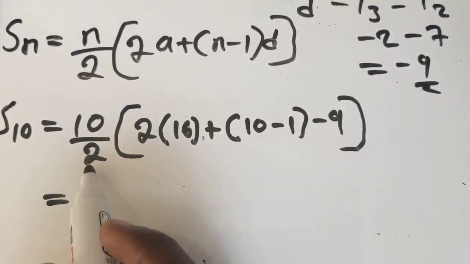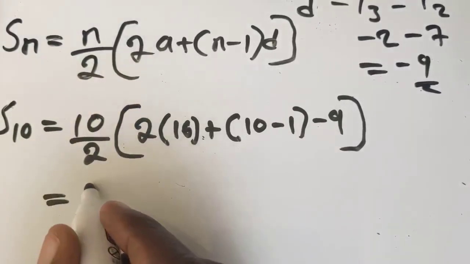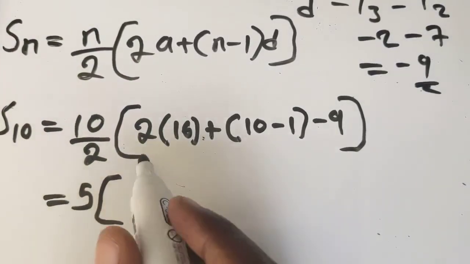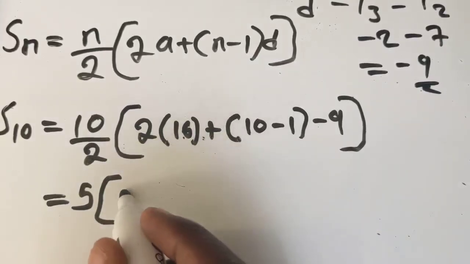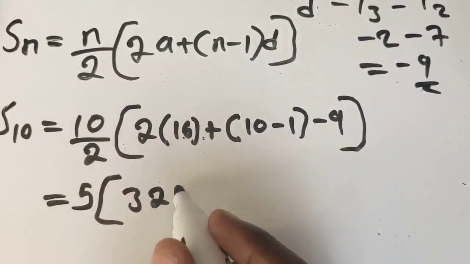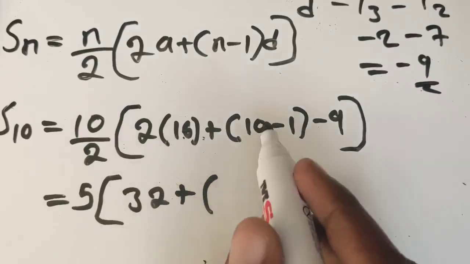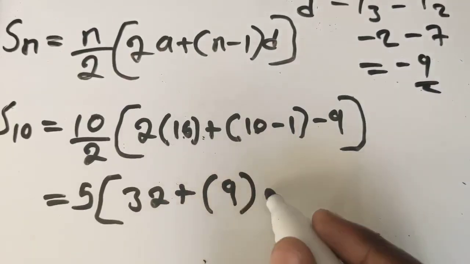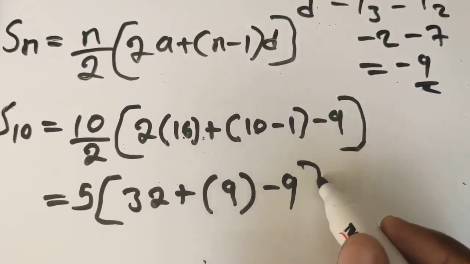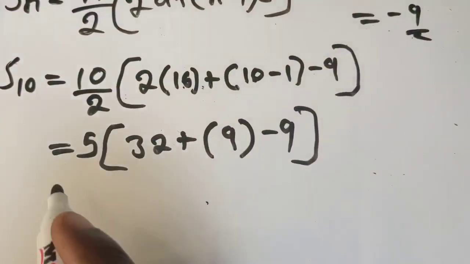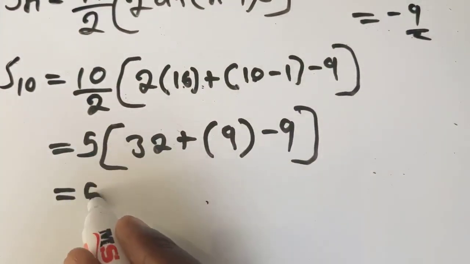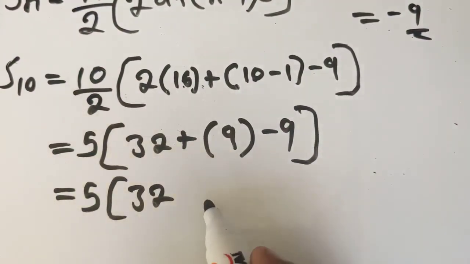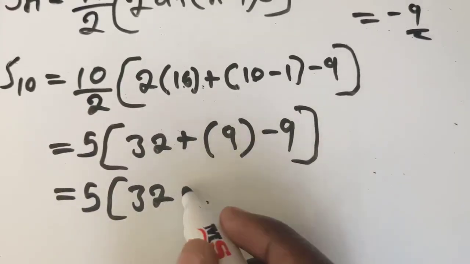So here, you just divide 2 into 10. You find that the answer is 5. Then you write the bracket, 2 times 16. 2 times 16 is 32. Then plus, open bracket, 10 minus 1, it is 9, then you're multiplying it by negative 9. You close the bracket. So just follow it the way I'm doing it. So it is 5, the bracket, then 32 plus.